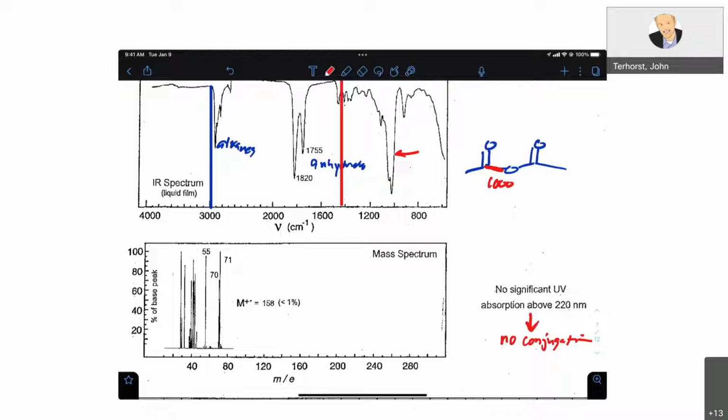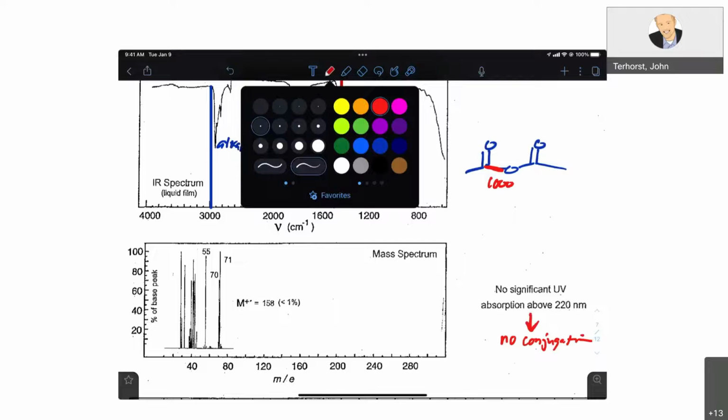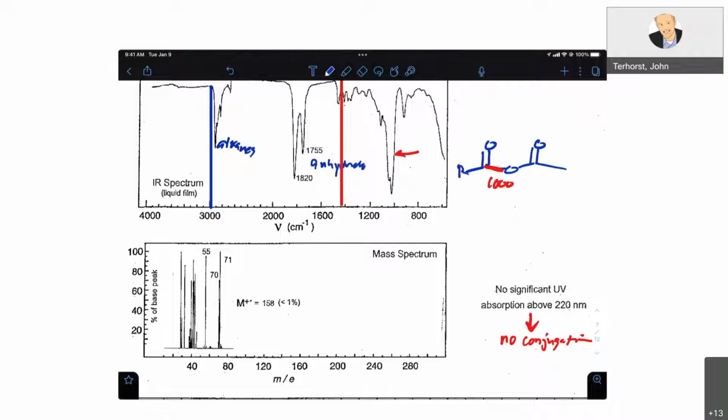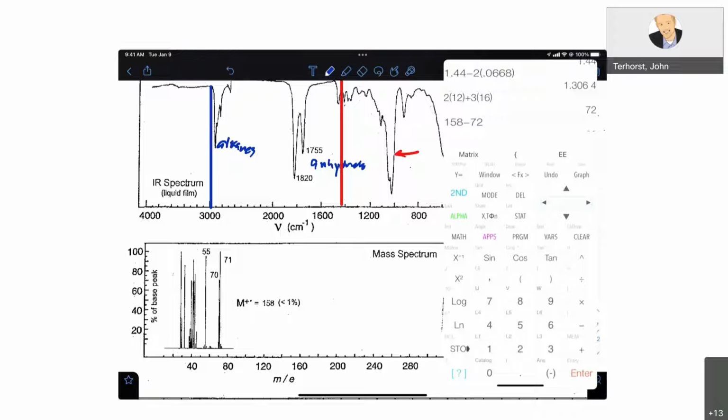Okay. Now, the IR told us that we have an anhydride, and we don't know what's on either side of those things. But we do know that we've got 3 oxygens and 2 carbons. So as I move to the mass spectrum, I'm going to say, what do I know? I've got 2 carbons and 3 oxygens, which is 72. So out of 158, we can account for 72.